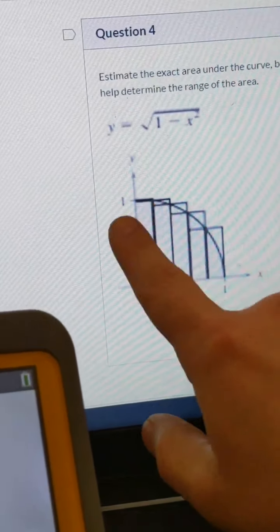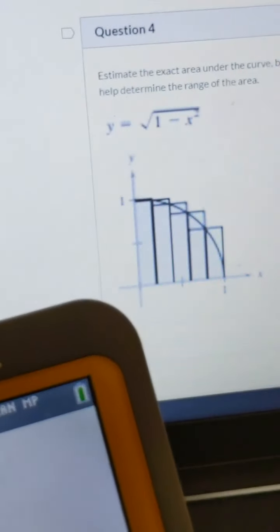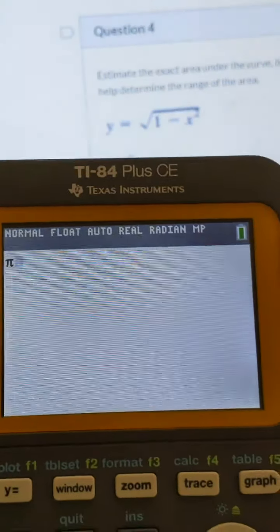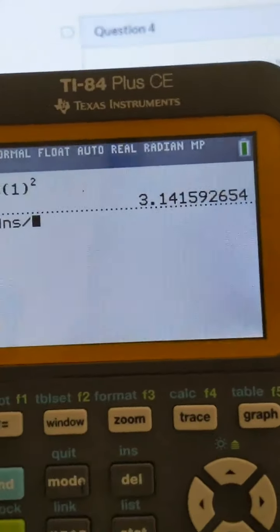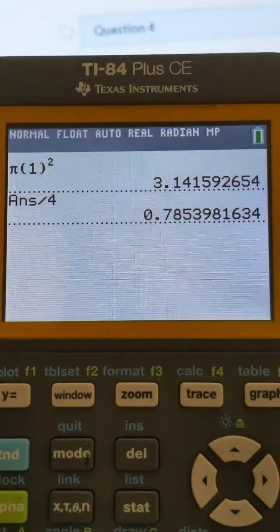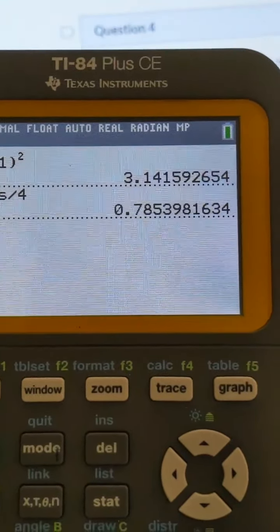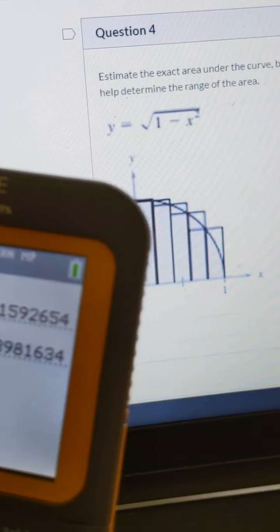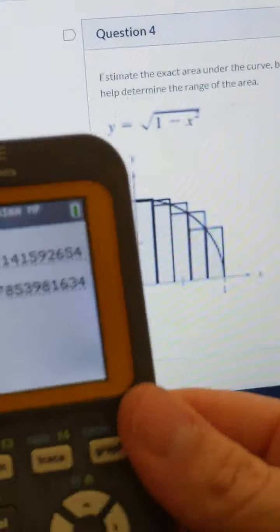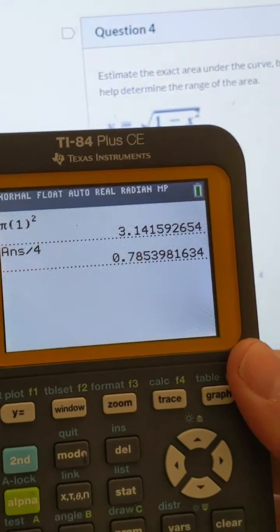Okay, so we got a quarter of a circle with the radius 1. A circle is pi r squared, so we got pi times 1 squared, or just a straight up pi. We'll divide that by 4 because it's a quarter. That would be a really good estimate, 0.785. Now, using rectangles, we'd be a little above that and a little below that, but we're just estimating here, and that is a great estimation.